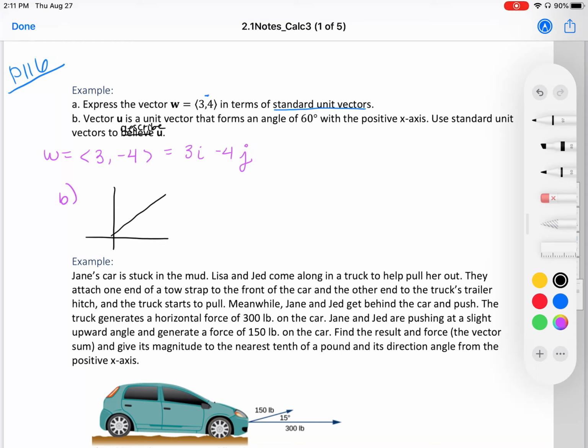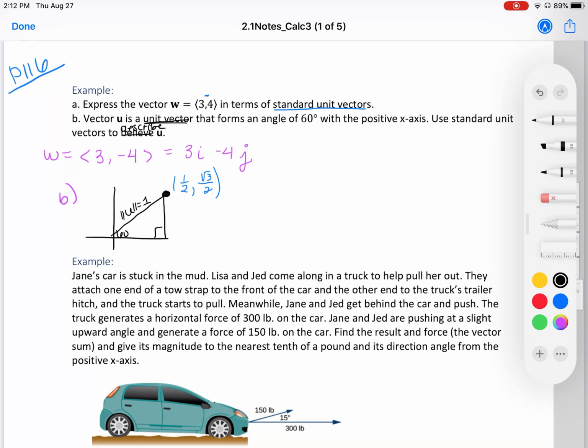I always like to draw it. So we have 60 degrees. We always bring down that 90 degrees so it touches the x-axis. And we know we have a unit vector, right? A unit vector has a measurement of 1. Just in case I need it, I'm going to write the value of this point from our unit circle. So that's 1/2 and square root of 3/2. All right, we want to find the vector. Well, we know how to do this already.